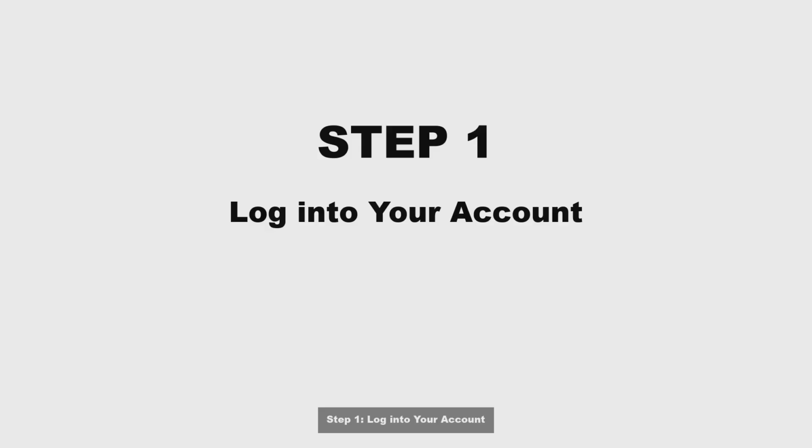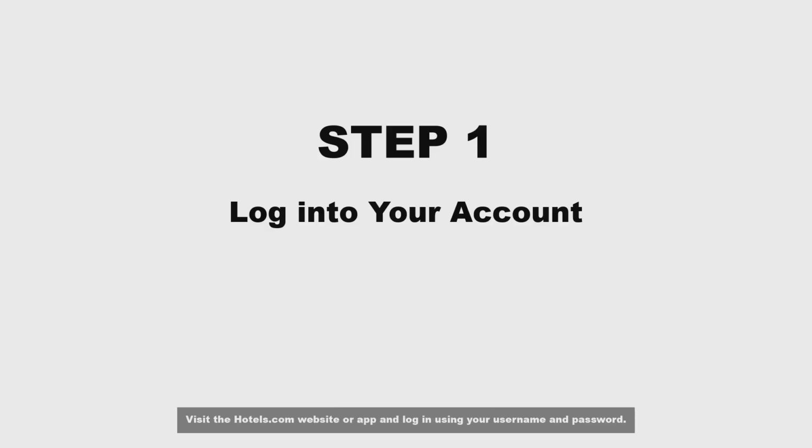Enabling two-factor authentication on your hotels.com account adds an extra layer of security to protect your personal information. Follow these steps to set it up. Step 1. Log into your account. Visit the hotels.com website or app and log in using your username and password.